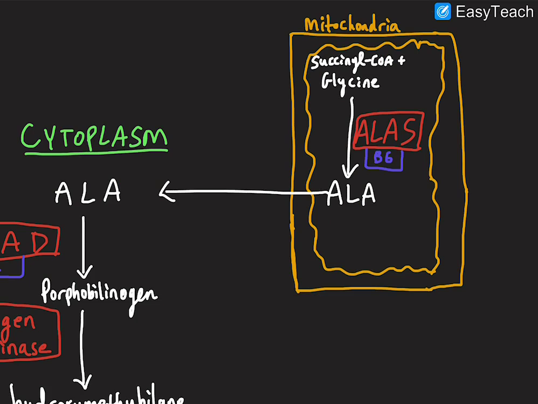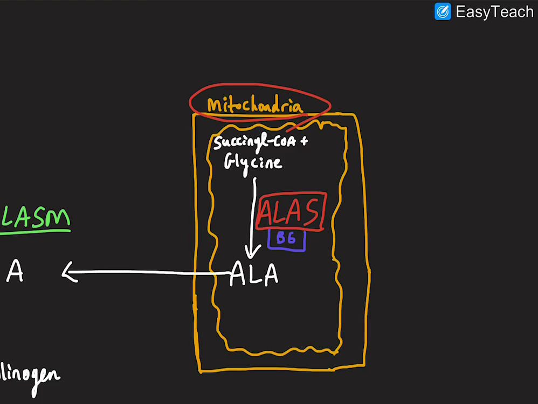Remember, this is happening as you're developing red blood cells, so all of this is happening inside your erythroblasts. First we have our mitochondria. The first step of protoporphyrin synthesis actually occurs in your mitochondria. You get succinyl-CoA and glycine together forming aminolevulinic acid, or ALA.